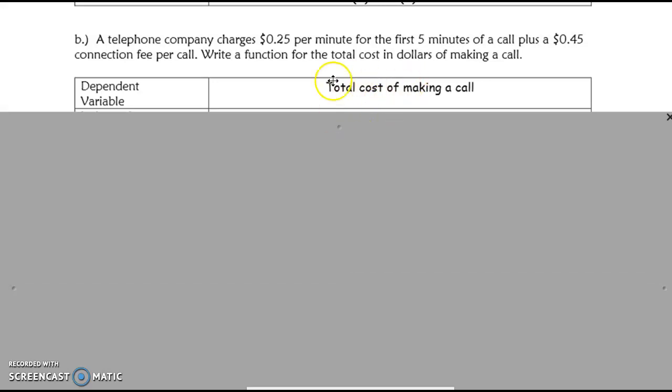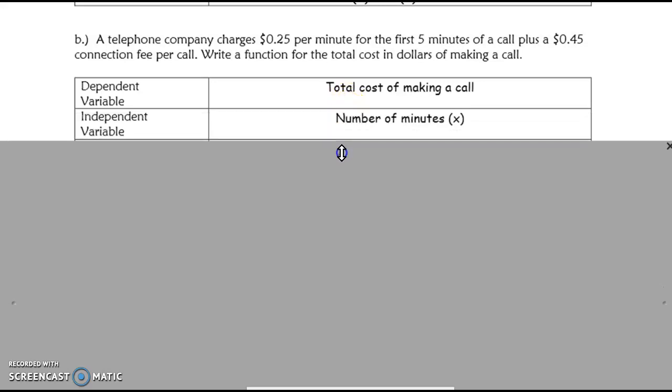Well, that's kind of what we're figuring here, the total cost of making a call. What's that going to depend on? Not the amount of calls made. How long the call is? The minutes, right? So the number of minutes is the independent variable, because you're getting charged 25 cents per minute.